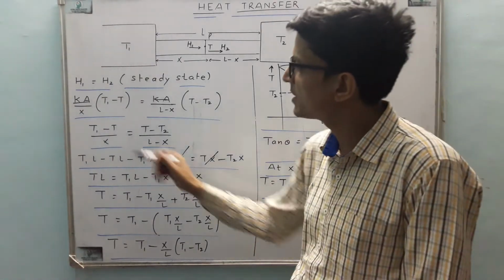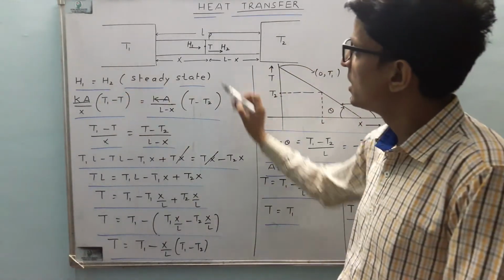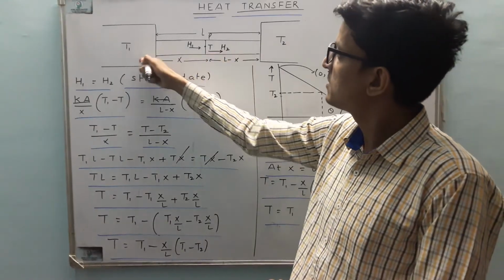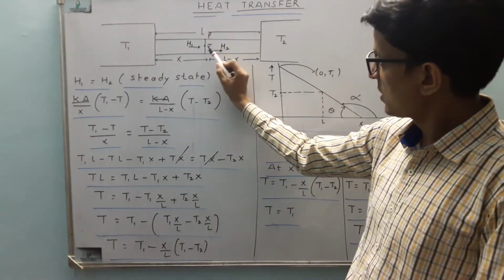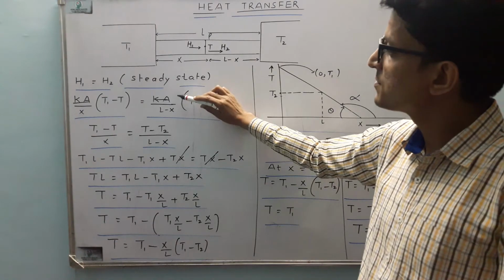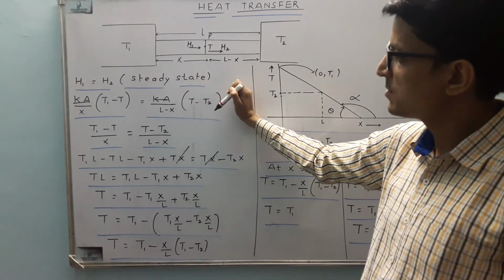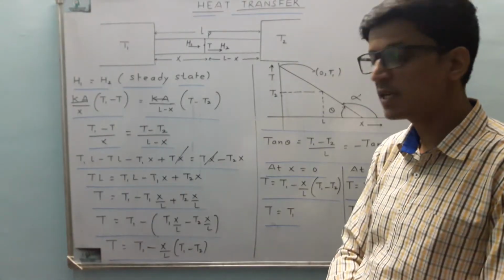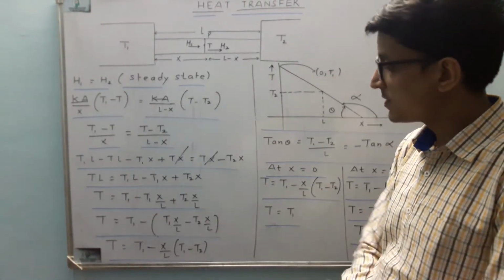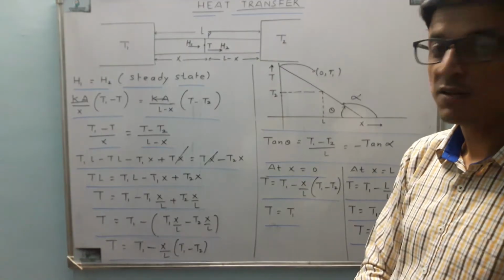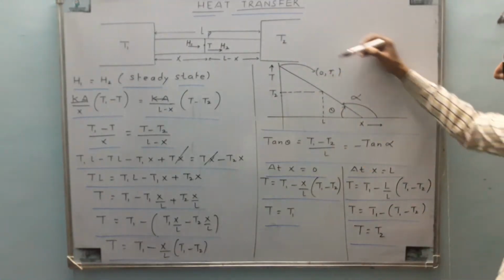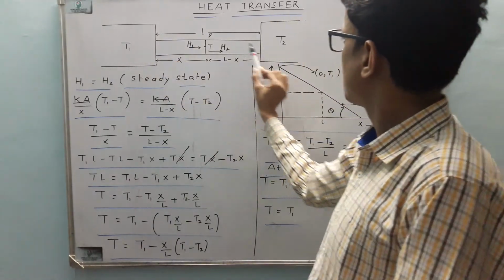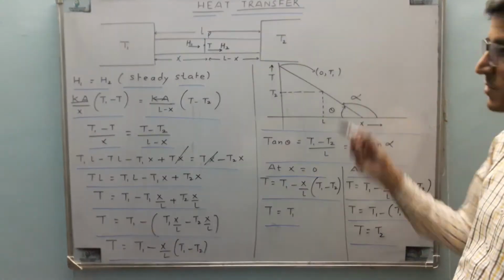We know the expression for it is KA upon L into (T1 minus T2). So here the length is X and the difference of temperature is T1 minus T. For this system, we can write it as KA by (L minus X) into (T minus T2). After all the calculations, the result is T is equal to T1 minus (X by L) times (T1 minus T2). So this is a straight line with positive intercept and negative slope. So the graph will be like that. At X equal to 0, temperature is T1, and at X equal to L, temperature is T2. So this will be the graph.